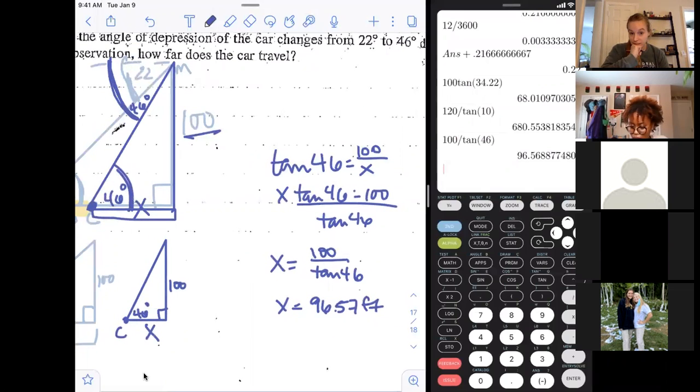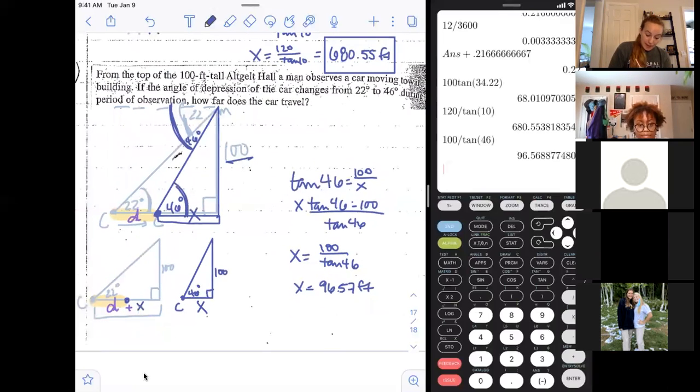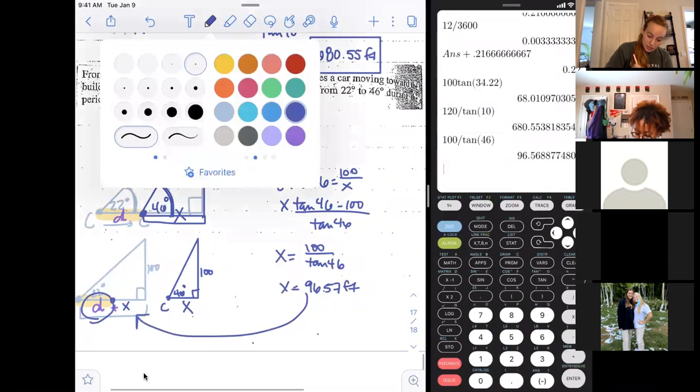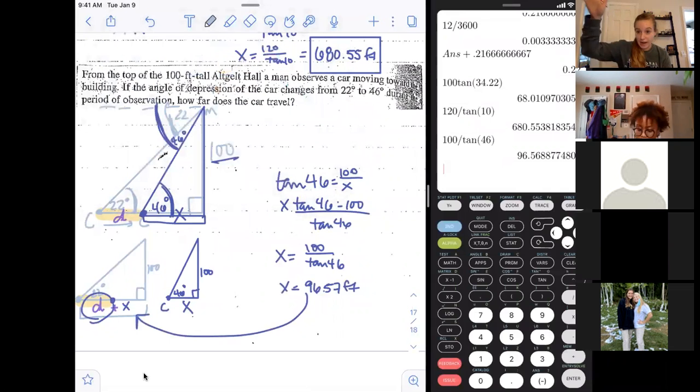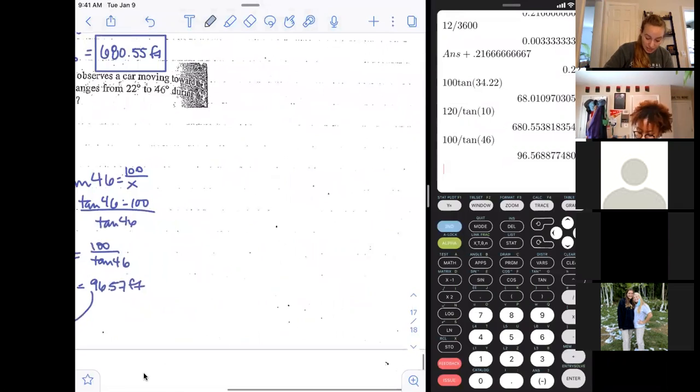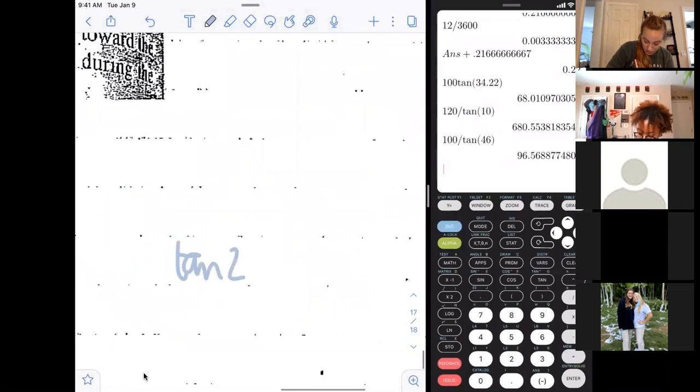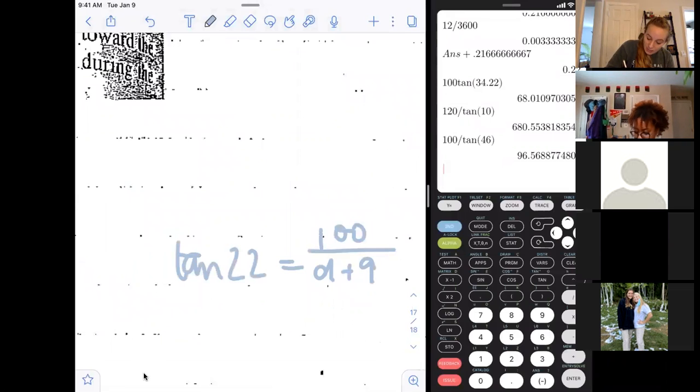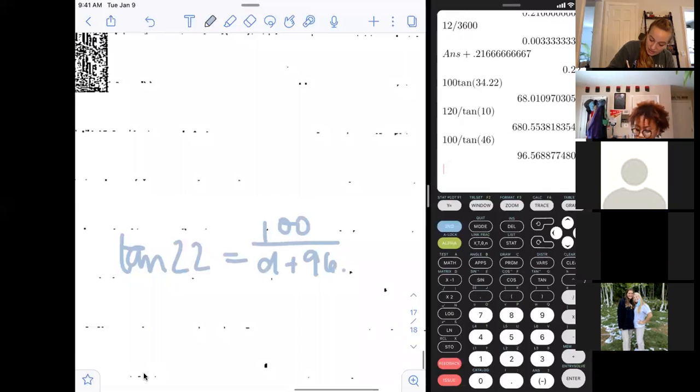Now again, not my answer. My answer needs to be from where the car started to where the car ends. That's going to be my D. But X is helpful because now instead of having two variables in the first triangle, now I just have one variable because I can replace X with 96.57. So I'm going to write that trig equation. I've got tangent again. I still have my opposite. I still have my adjacent. So I'm going to do tan of 22 equals 100. And this time it's not just over D, it's going to be D plus X, which we just found was 96.57.